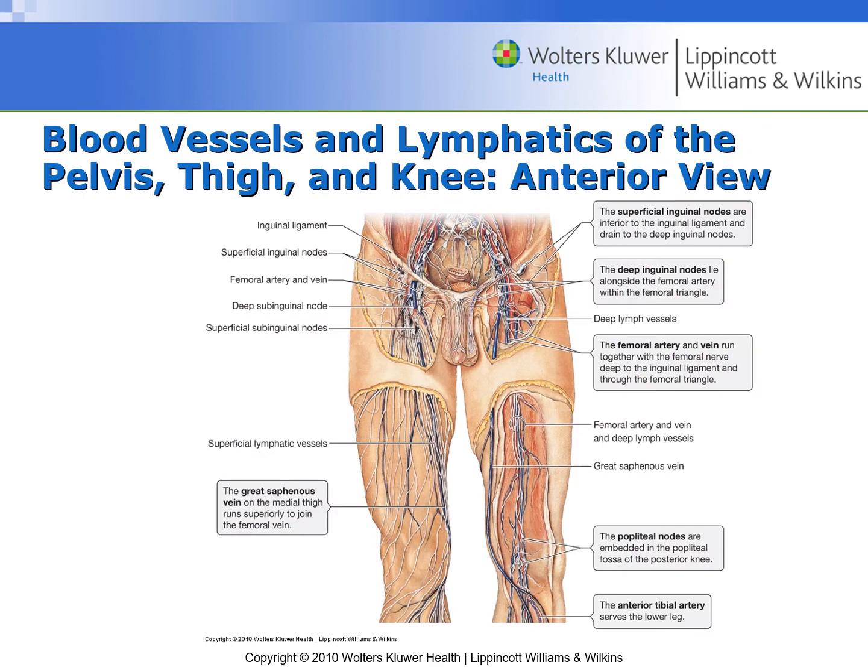And now let's consider some of the special structures of the pelvis, thigh, and knee from an anterior view, considering the blood vessels and lymphatics. The superficial inguinal nodes are inferior to the inguinal ligament and drain to the deep inguinal nodes. The deep inguinal nodes lie alongside the femoral artery within the femoral triangle. The femoral artery and vein run together with the femoral nerve deep to the inguinal ligament and through the femoral triangle. The popliteal nodes are embedded in the popliteal fossa of the posterior knee. The anterior tibial artery serves the lower leg. The great saphenous vein on the medial thigh runs superiorly to join the femoral vein.